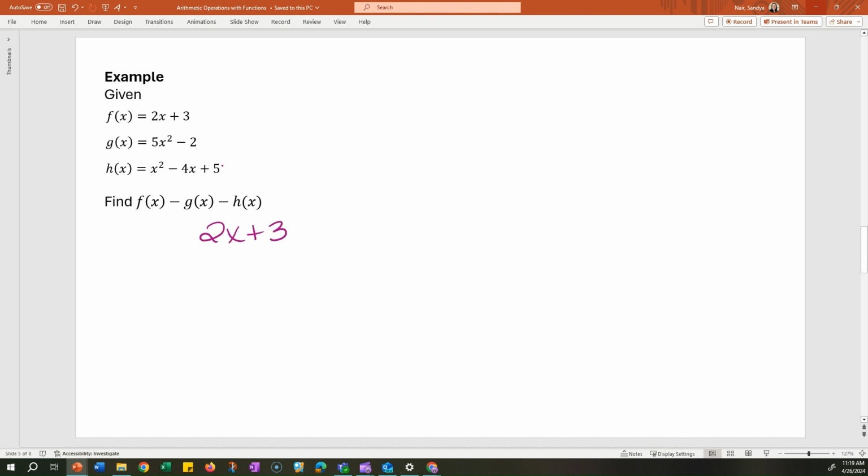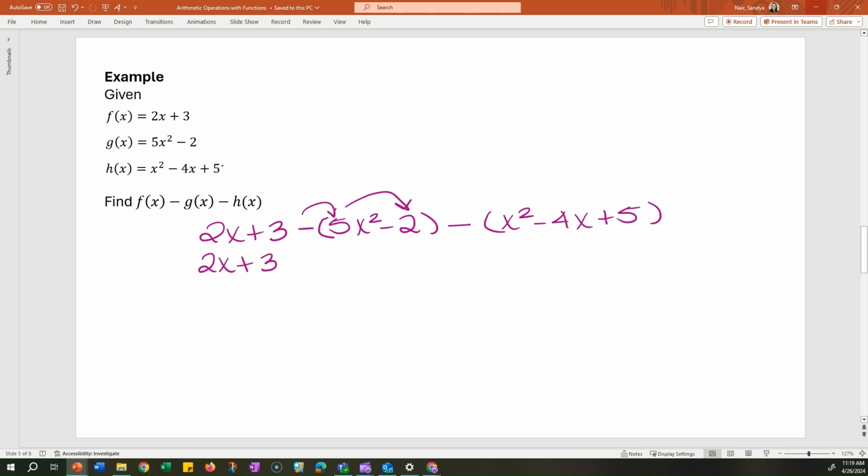So we have 2x plus 3, and then minus, when we write g of x, we want to put it in parentheses because the minus is going to distribute to both terms. That's very important to remember because a lot of people will forget to distribute the negative. And then h of x is minus, in parentheses, x squared minus 4x plus 5. And so let's go ahead now, and before we do anything, let's distribute those negative signs. So that's basically going to switch all the signs in these polynomials to the opposite. So we have minus 5x squared, and then we have plus 2. Here, when we distribute that negative, we get minus x squared plus 4x, and then minus 5. So let's go ahead now and combine our like terms.